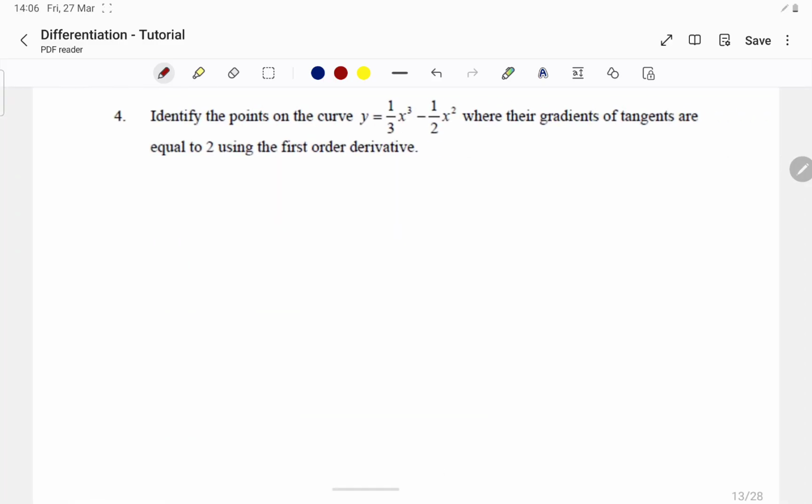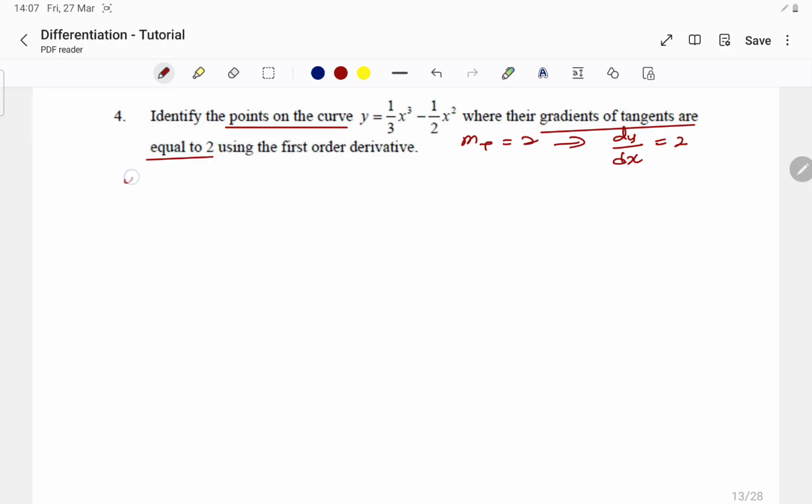Now, we proceed to question 4. Identify the points on the curve y is equal to 1 over 3 x cubed minus 1 over 2 x squared where their gradient of tangent are equal to 2 using the first order derivative. So here they want us to find the points on the curve where their gradient are equal to 2. mt is equal to 2. What does it mean by mt equal to 2? When we substitute the value of x inside, dy/dx is equal to 2.